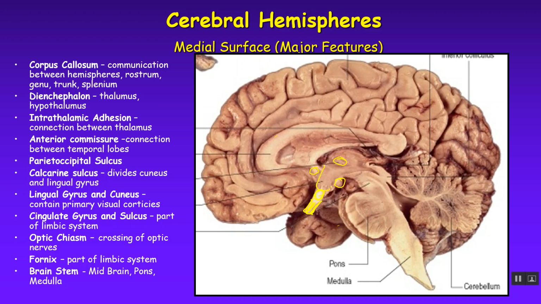Here's your hypothalamus. The optic chiasm is right below your hypothalamus, and then the optic nerve should be coming off of that. Okay. Here's the parieto-occipital sulcus. This is a pretty obvious sulcus you should be able to find right there. It defines the border between your occipital lobe and your parietal lobe on the medial surface of the cerebrum.